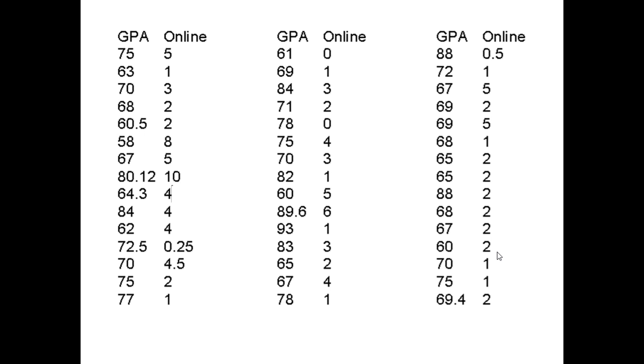Suppose it's quite old data, on an hourly basis, where some people were given work-study and access to a remote portal. A student spent 5 hours, and his or her GPA was 75. Some people attended a 10-hour lecture, with a GPA of 80.12. So our question is: is GPA really dependent on the online time of a student?